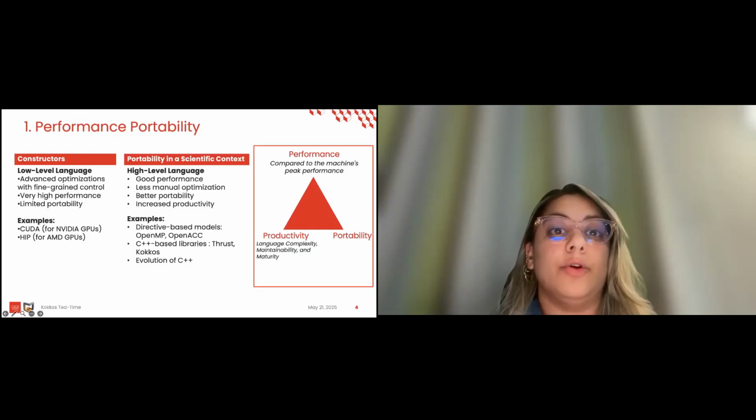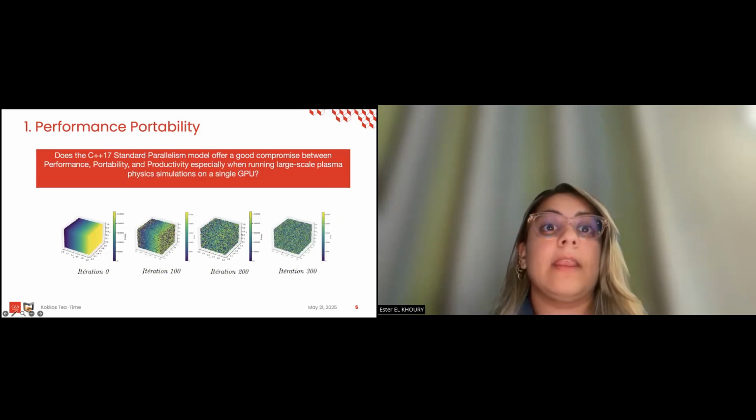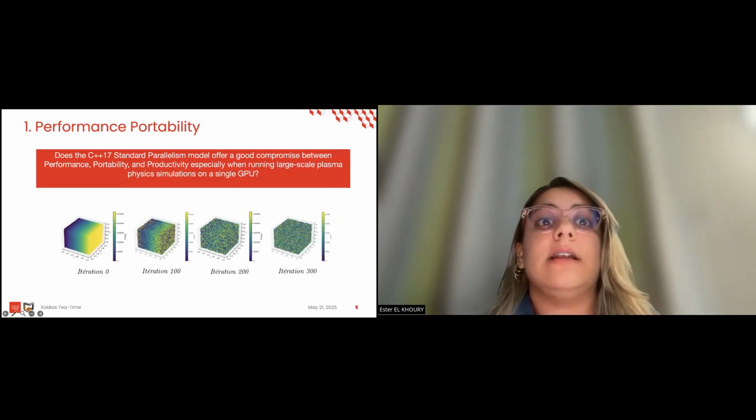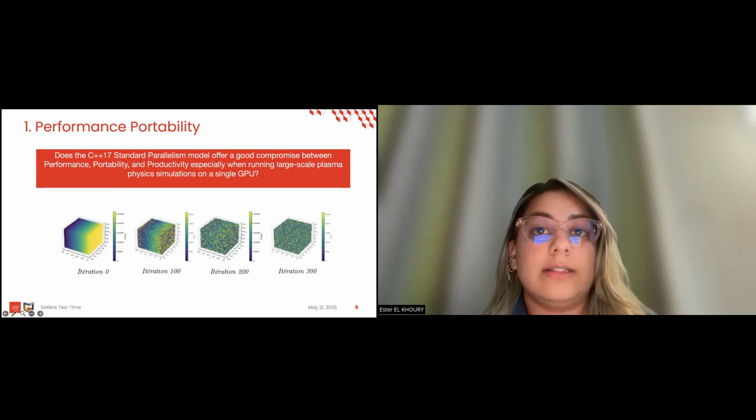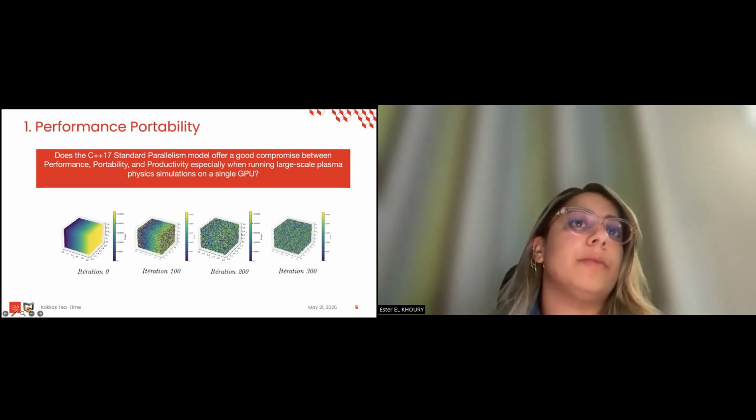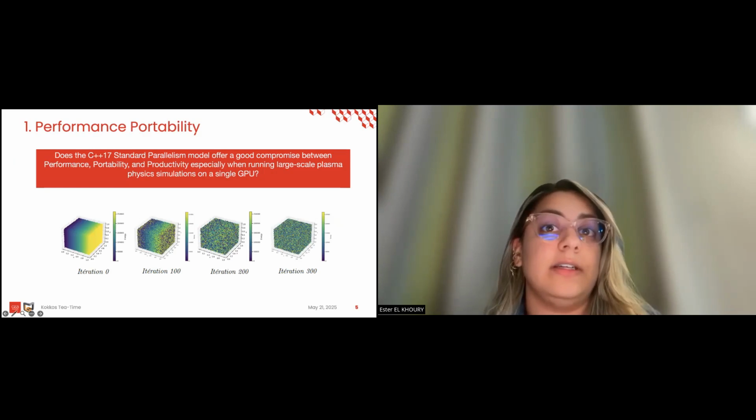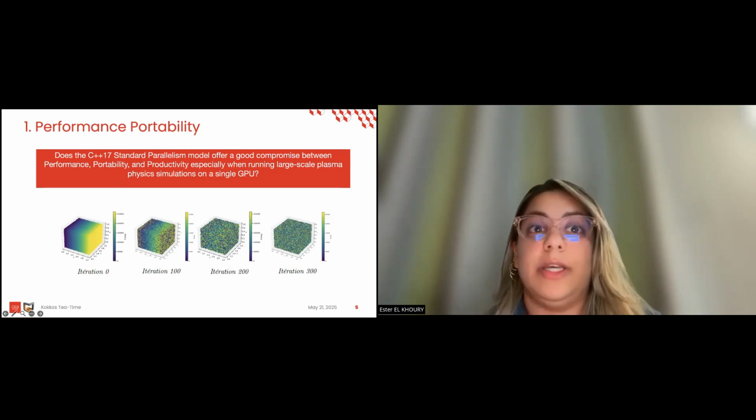New solutions have emerged. For example, directive-based models like OpenMP or OpenACC, C++-based libraries like Thrust or Kokkos, and the evolution of C++. This led us to a key question. Does the C++ standard parallelism, also known as STD-PAR, offer a good compromise between performance, portability, and productivity, especially when running a large-scale plasma physics simulation on a single GPU?